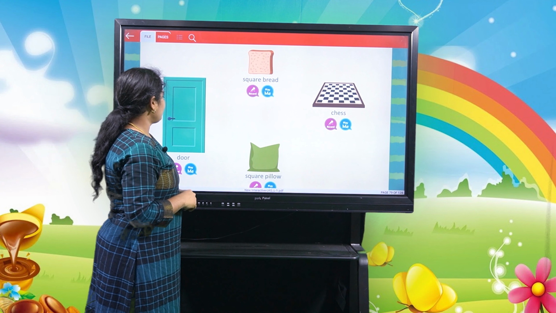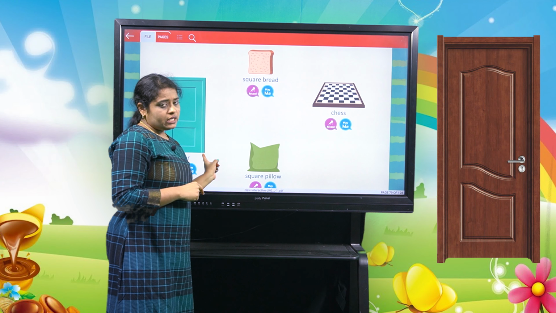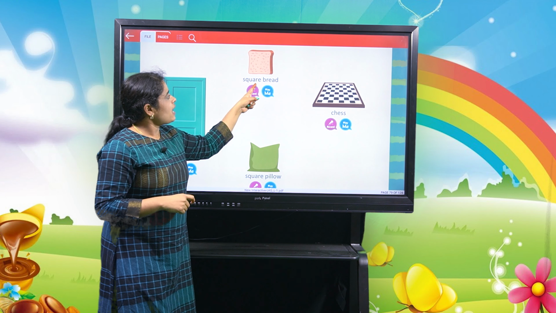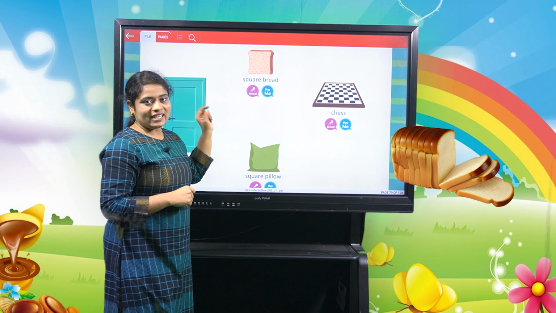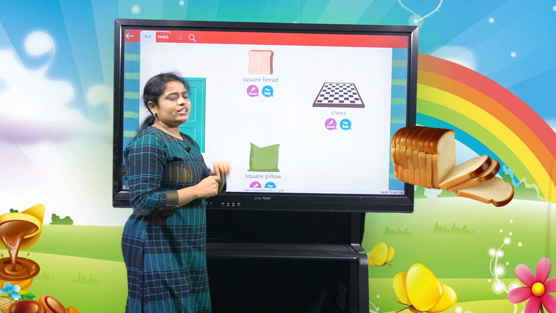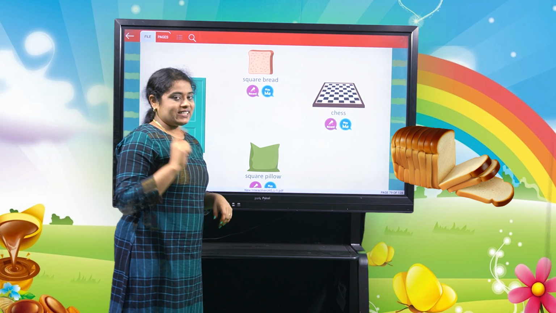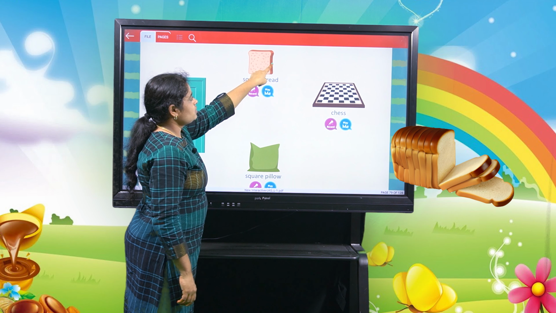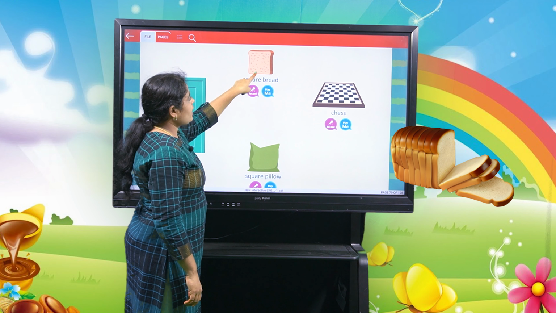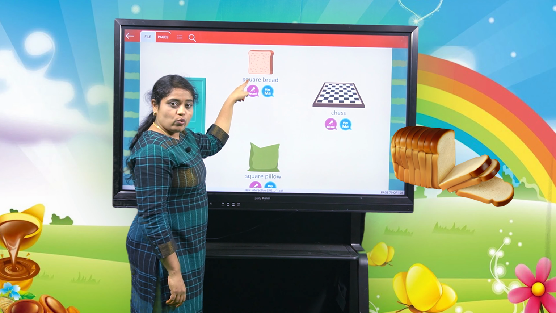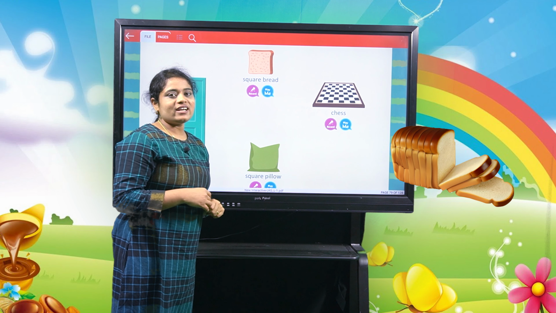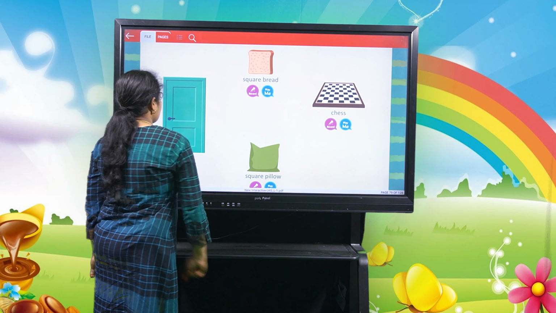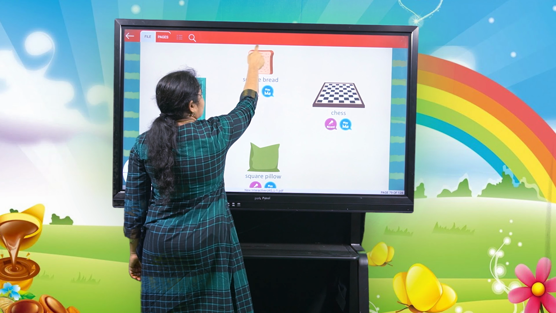And here we have door. Is the door square in shape? No. And what is this? Bread. Yes. And is this in the shape of a square? Yes, because it has 4 sides. 1, 2, 3, 4 and all the sides are equal. So, bread is in the square shape. So, I need to circle bread.